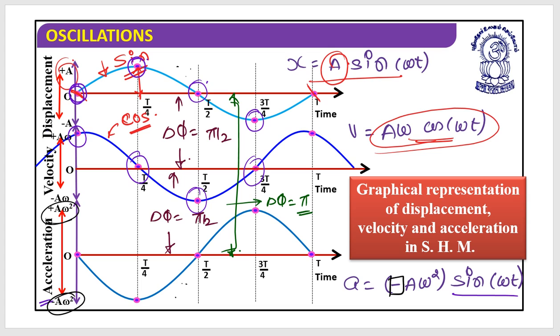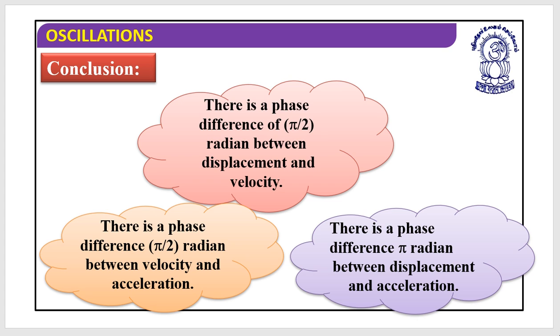Is there anything? No? So let's conclude it again one more time so that it can be remembered and cannot be forgotten. There is a phase difference of pi by 2 radian between displacement and velocity, a phase difference of pi by 2 radian between velocity and acceleration, and a phase difference of pi radian between the displacement and acceleration. I hope this is clear and you are not going to forget this.